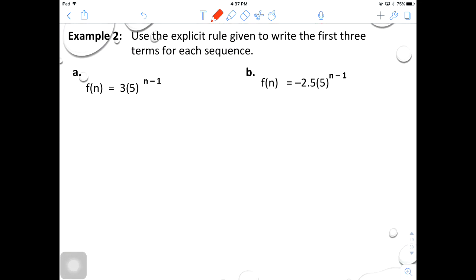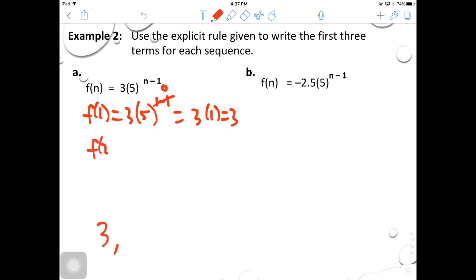Example 2. Use the explicit rule given to write the first 3 terms of each sequence. So we're going to just follow the formula and make a list. We're going to start with f of 1, which is 3 times 5 to the 1 minus 1, and that is 0. So anything to the 0 power is 1. 1 times 3 is 3. So 3 times 1 is 3, and I'm going to start the list. It's 3.